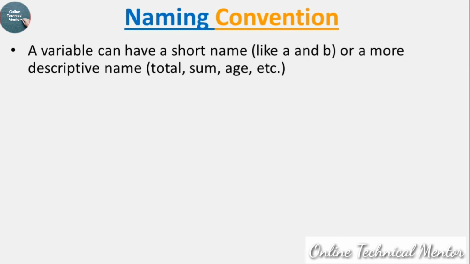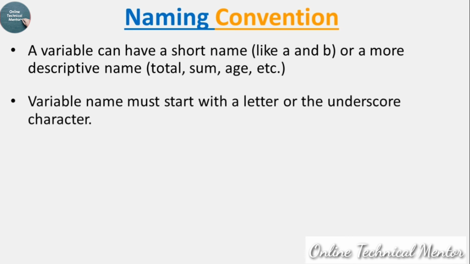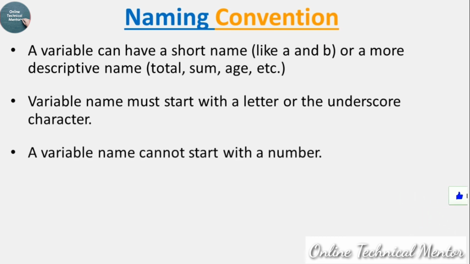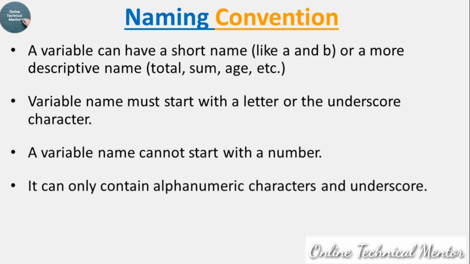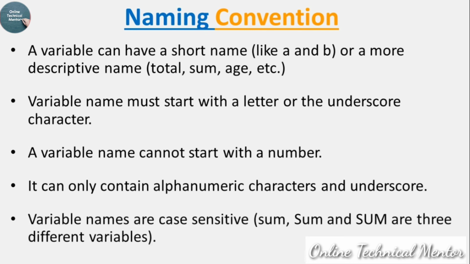And at last, the naming convention of a variable. A variable can have a short name like a and b, etc., or a more descriptive name. You can give a complete word, like total, sum, age, average, etc. A variable name must start with a letter or the underscore character. A variable name cannot start with a number. It will give you a syntax error. It can only contain alphanumeric characters and underscore. Variable names are case sensitive. That means small sum, capital S small um, and capital SUM are three different variables.